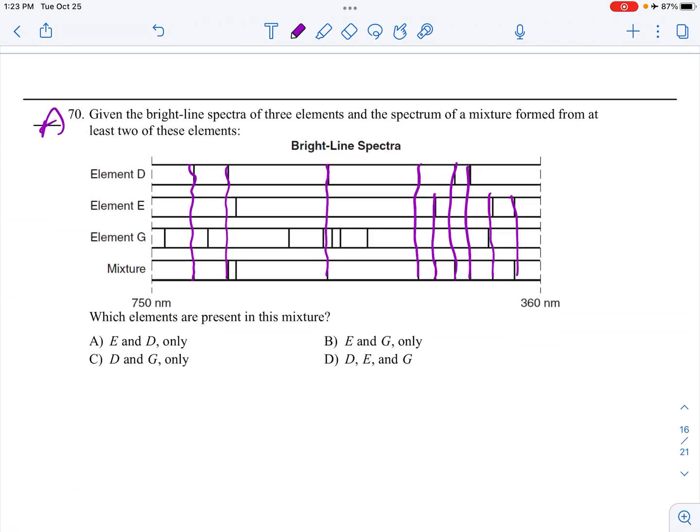It's hard to tell. Let me erase this for a second so you can see it. What you'll do is travel up from the mixture and see what elements hit the same pattern. Notice that it can't be G, because G doesn't have anything right there. So it can't be G.